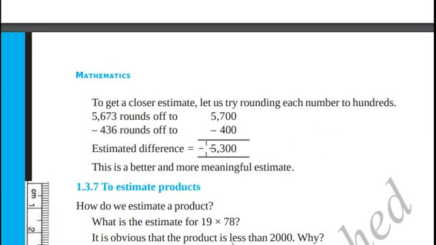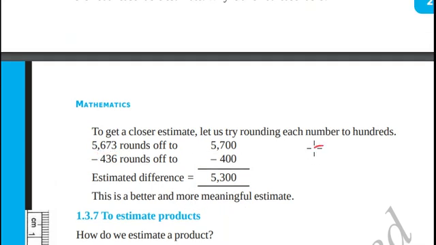So what we will do is, we will round off the numbers to the nearest hundreds place. 5,673 is rounded off to 5,700. 436 is rounded off to 400. When we take the difference, we get 5,300. This is a better and more meaningful estimate. The difference between the actual numbers is 5,237. 5,237 is closer to 5,300. This is a better and more meaningful estimate.